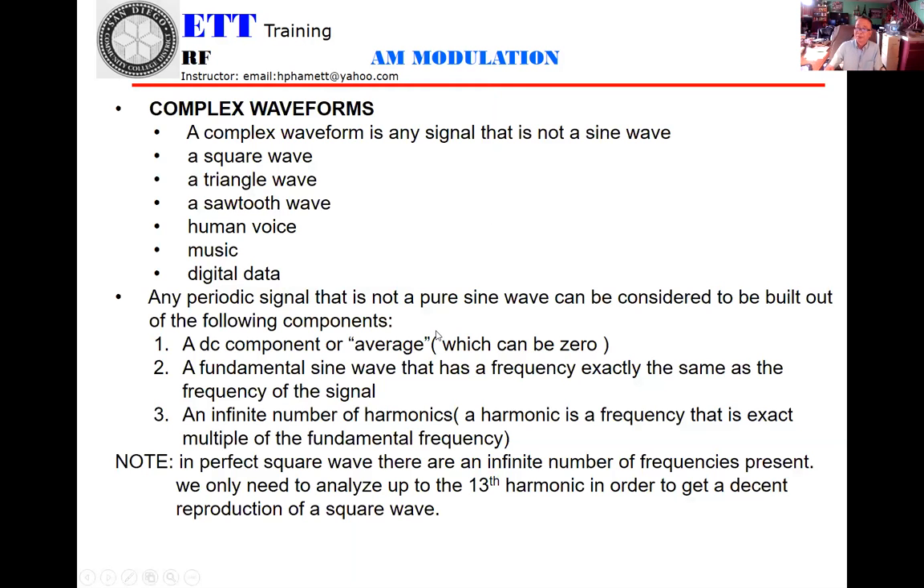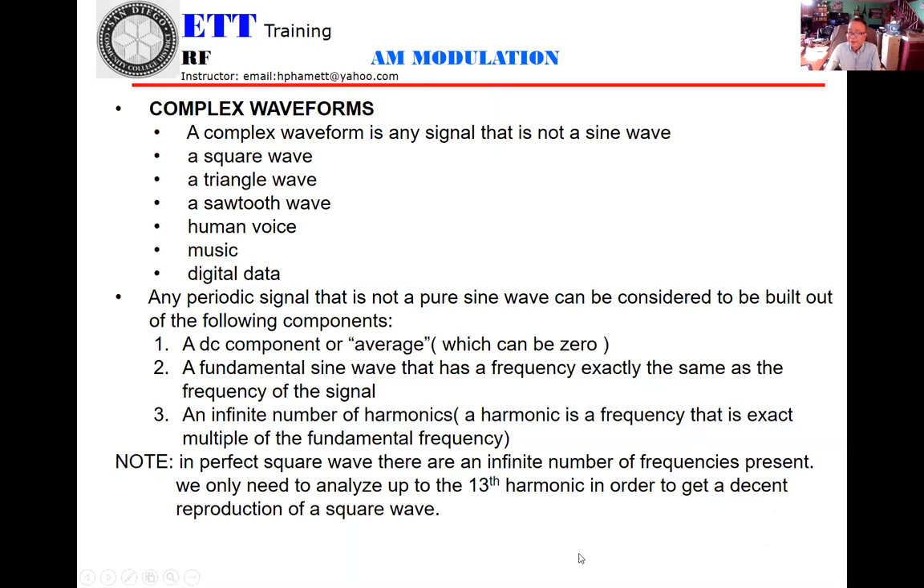Okay, now complex waveform. A complex waveform is any signal that is not a sine wave. You can get a square wave, triangle wave, sawtooth wave, human voice, music, or digital data. So that is a complex waveform.